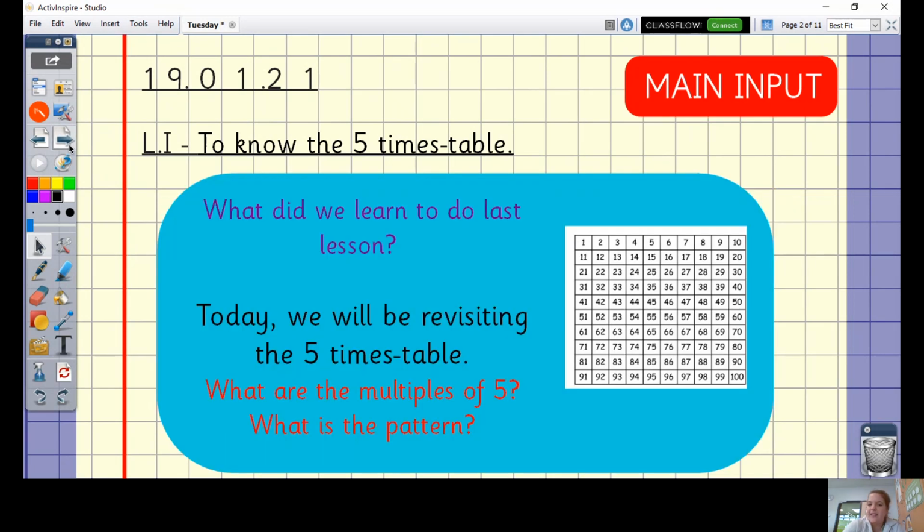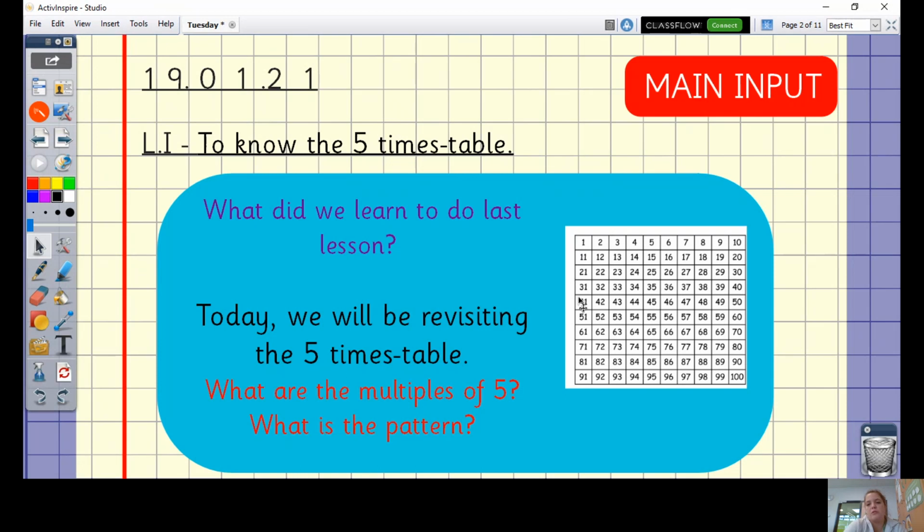Okay, so we've had a little chat already about what we learned to do last lesson. We were learning to find the multiples of 2 and learning to practice our 2 times table. So today we're going to be doing exactly the same, but revisiting our 5 times table. So first of all, I want you to have a look at this 100 square on the screen, or have a look at your own, and I want you to try and find the multiples of 5.